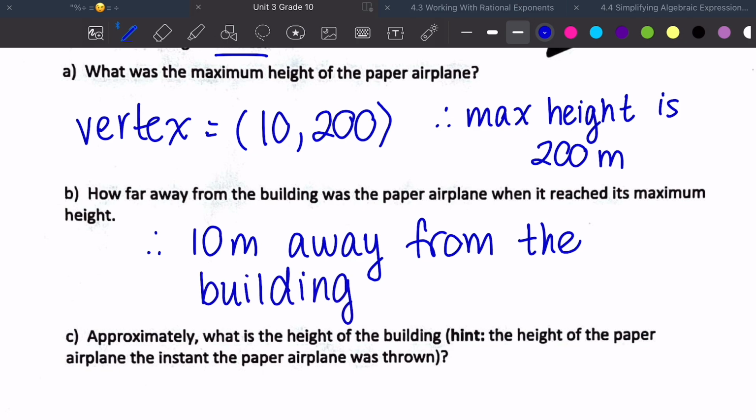And you can even make a note: this is your x value of the vertex, right? And this will always be your y value. If it's talking about height, that's your y value.